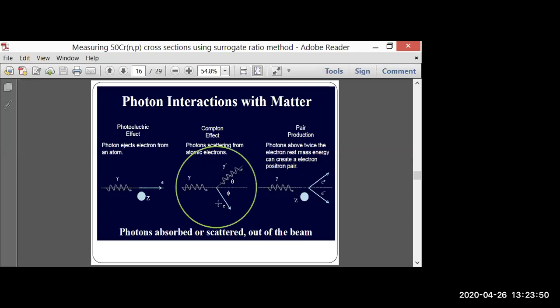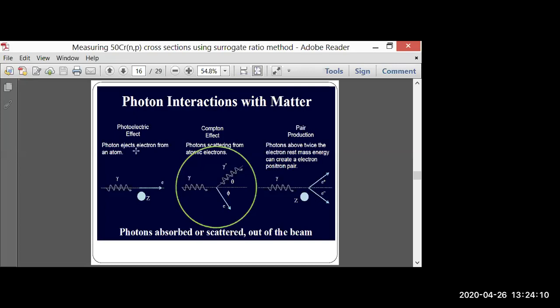So this is the second condition, known as the Compton effect. Then you see, out of the beam there is no photon, which means you have an electron and a positron. So you see, it's a case of pair production. Again, I want to clarify one thing: all these things are energy dependent also.